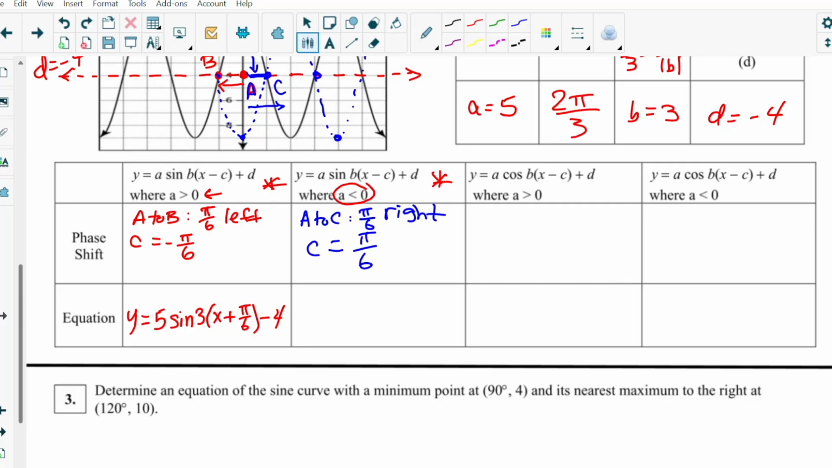Okay, so now my equation becomes y equals, my a value becomes negative. Sine, the b value is still the same, 3. X, instead of going left by pi over 6, I'm going to go right by pi over 6, so that's minus pi over 6. And then the d value is still minus 4. Okay?